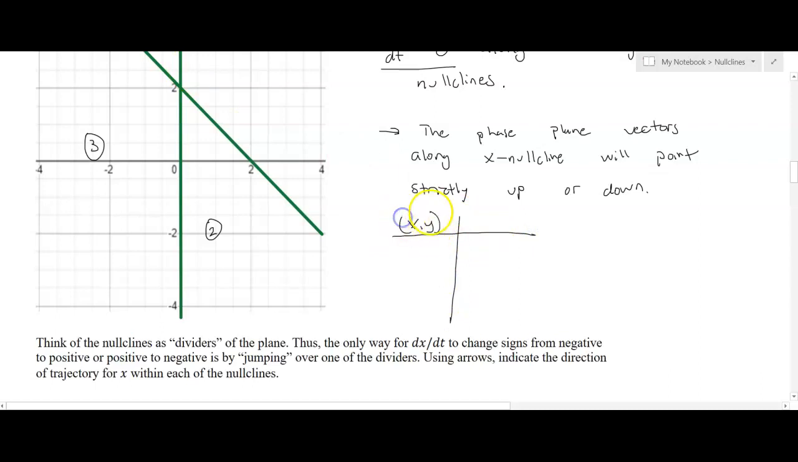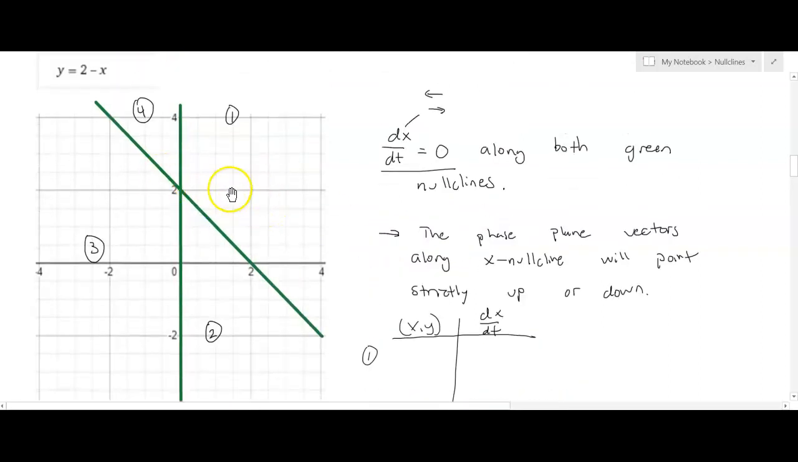Is dx/dt positive, negative, or zero? This is like the first derivative test in essence. For region 1, I'm going to pick a point somewhere in region 1. It really doesn't matter which, because all the dx/dt vectors within this region will either all point right or all point left. The only way for the arrow to change directions is to have a situation where dx/dt is 0. Okay, so let's pick a point in there.